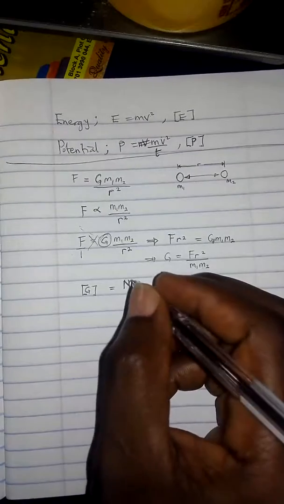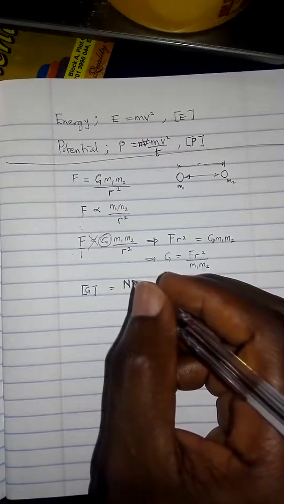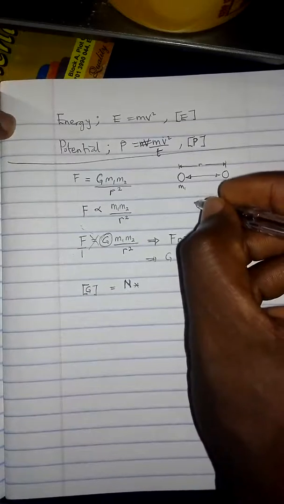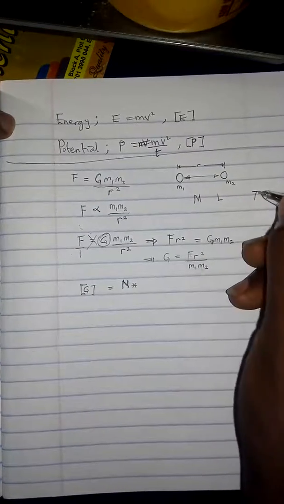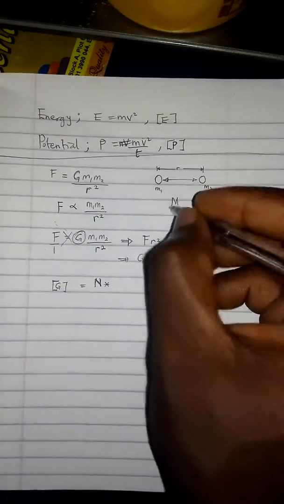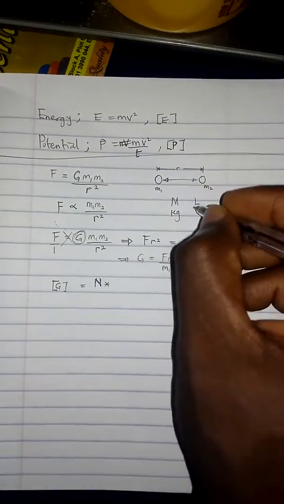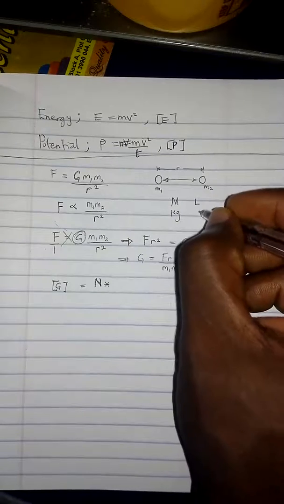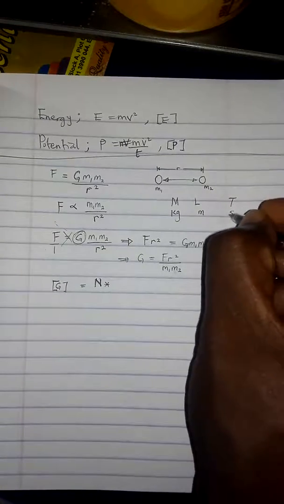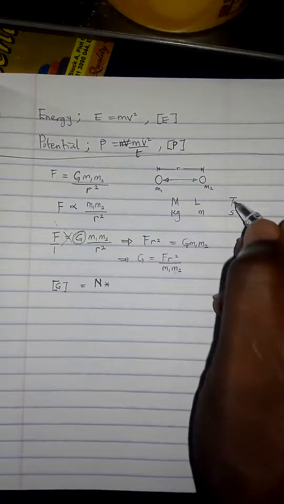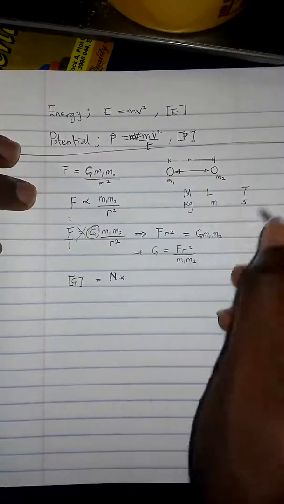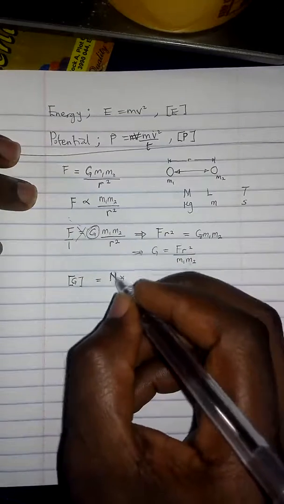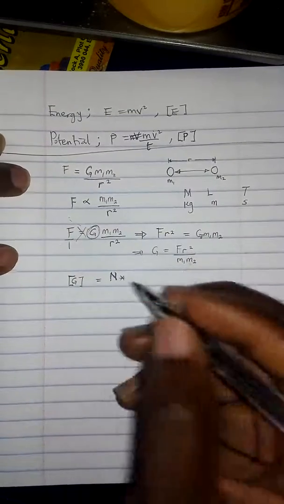Newton is not in terms of our fundamental units. Don't forget our fundamental units: we have mass, length, and time. Those are the three commonest. Mass is measured in kilogram, length in meter, and time in second in their SI units. So Newton is not one of these. We're still going to have to simplify this, but just leave it the way it is now.